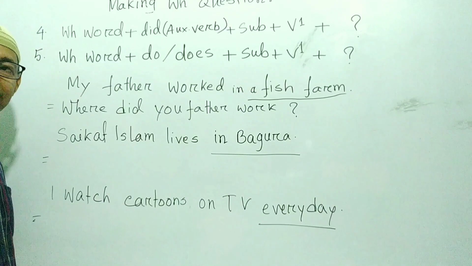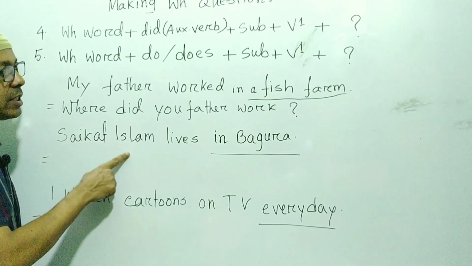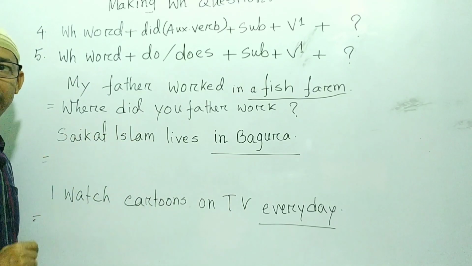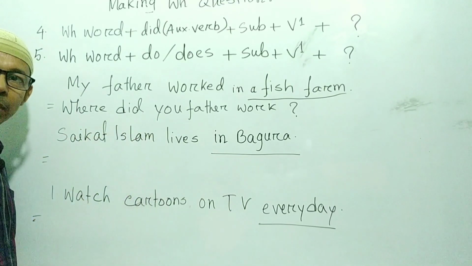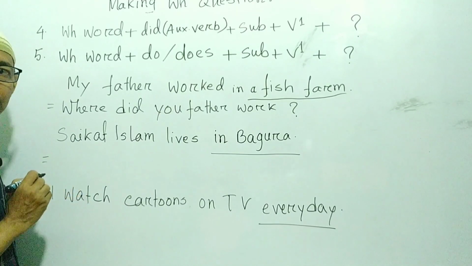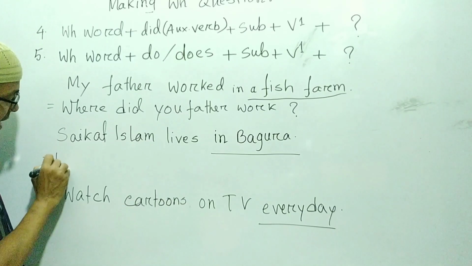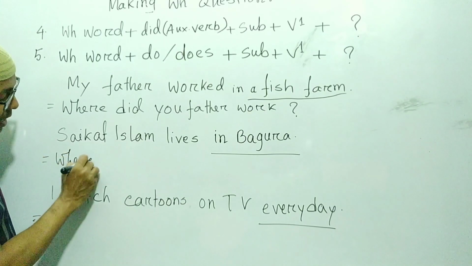Okay, my dear student. Now look at the next sentence. Shoikut Islam lives in Bagura. So look at the underlined word, in Bagura. It indicates a place. So what WS word will be taken? Yes, where. So write here where.